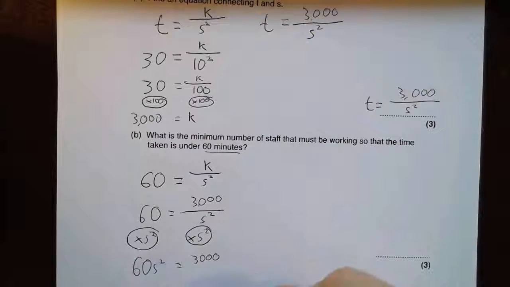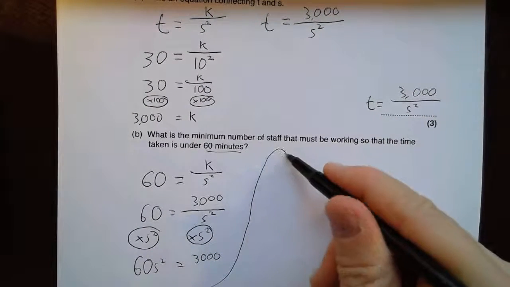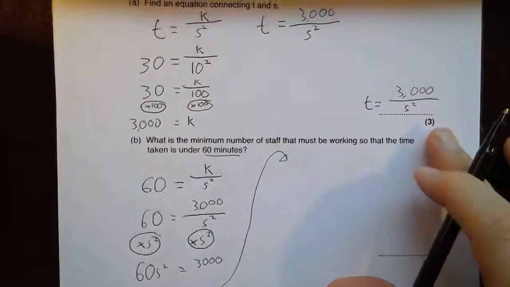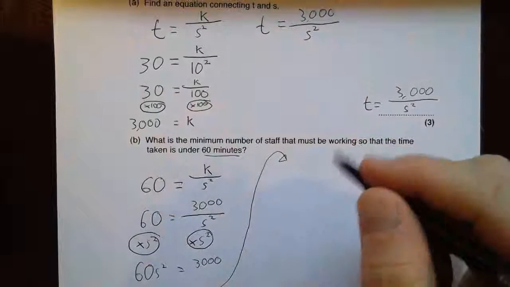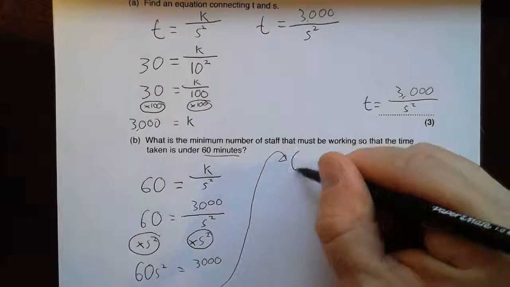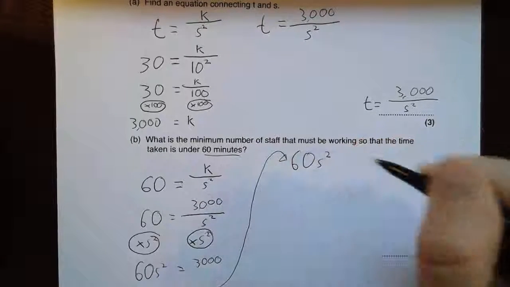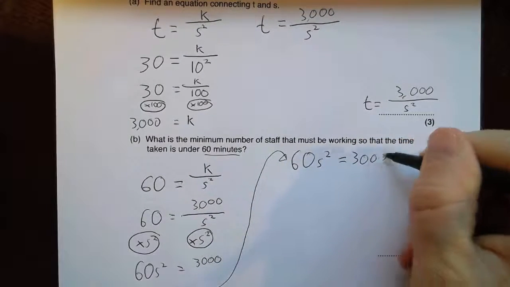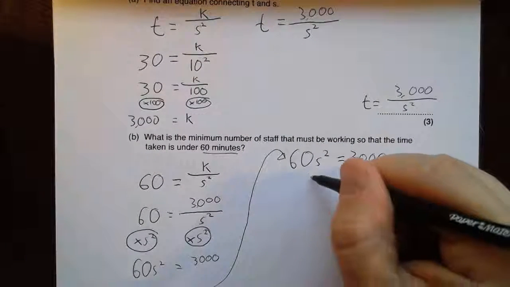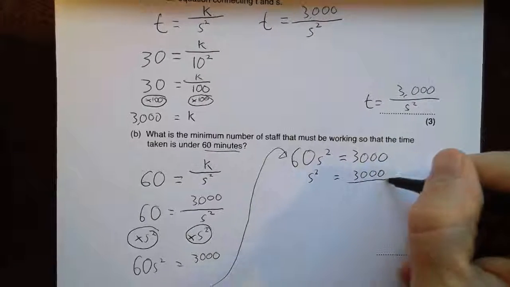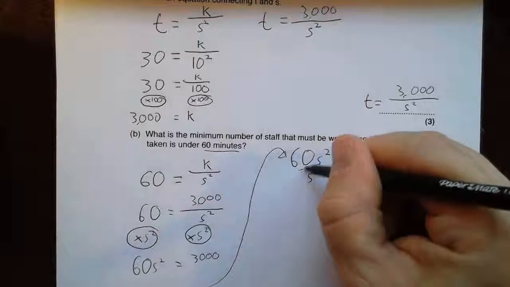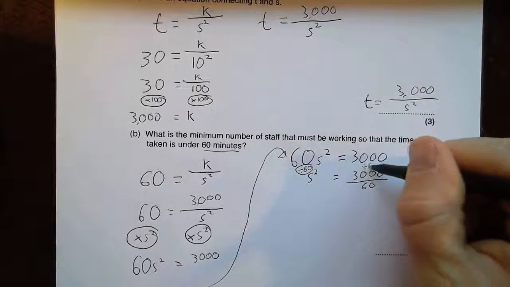I'm going to go over here. There is space to work out below, but it's difficult from a video perspective. It's nice to keep your working out directly below. It helps you to organize it properly. So I'll just rewrite out the last thing I had. 60 S squared equals 3000. If 60 S squared is 3000, S squared must be 3000 over 60. So I'm just dividing by 60 on both sides.